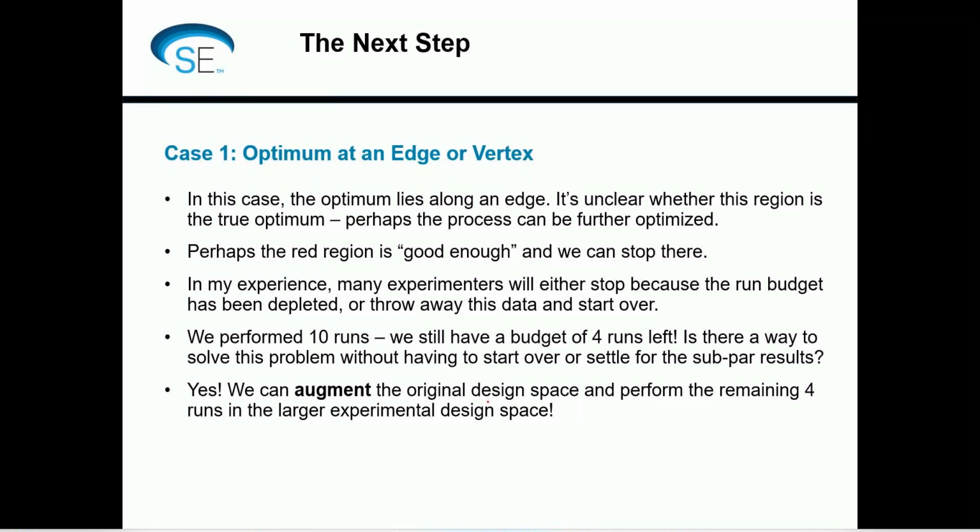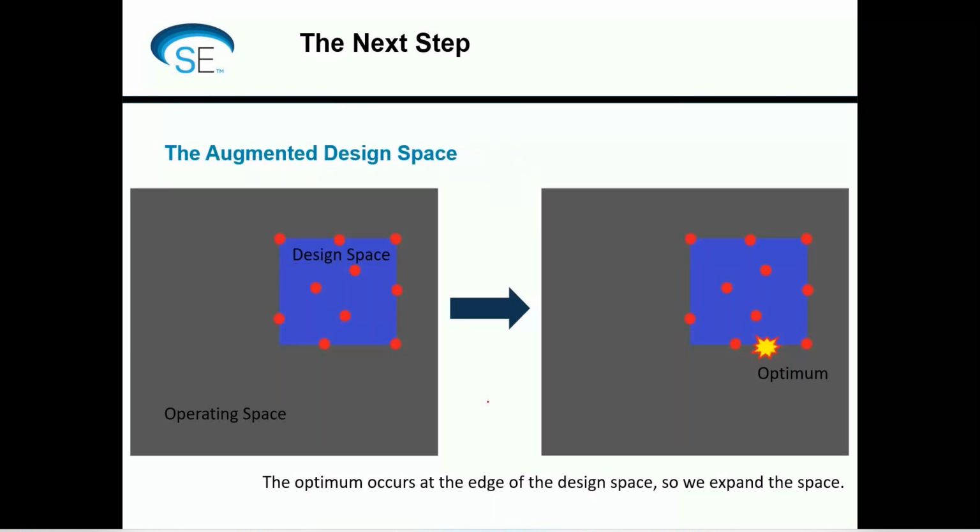So we can expand it essentially, and we can perform the remaining 4 runs within the larger experimental design space. So here is a little demo, kind of an intuitive example. And then we'll go through a real example and also show you how to do this in the software.